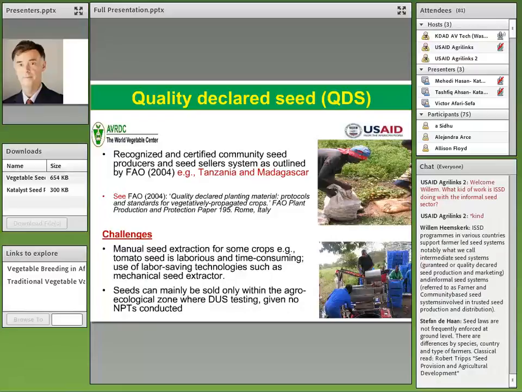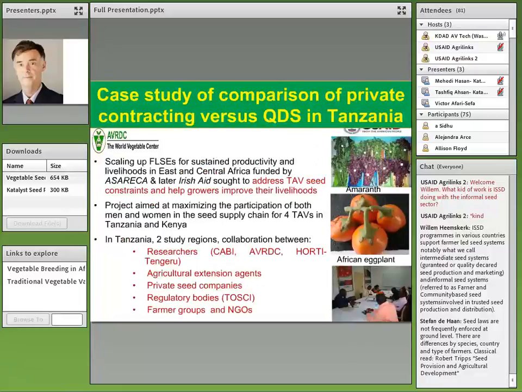And the other thing is that since it is based on the farmer-led approach, in most cases you have to use manual seed extraction procedures, and this can be quite laborious.